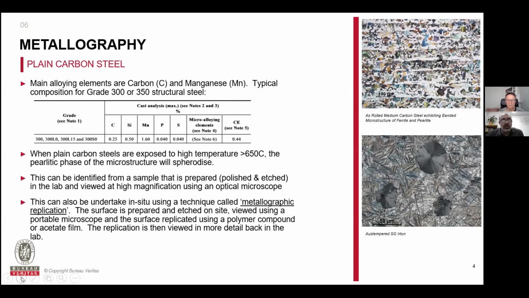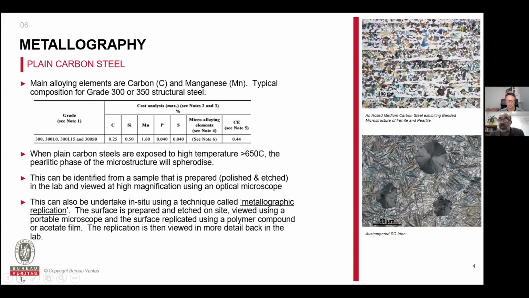Now, the main alloying elements of plain carbon steel or structural steel are carbon and manganese. You tend to get some residuals as well, but they're just part of the steelmaking process. They don't really have too much of an influence, unless of course they're at very high levels. So what tends to happen with steels, they're essentially a pearlite and ferrite phase microstructure.